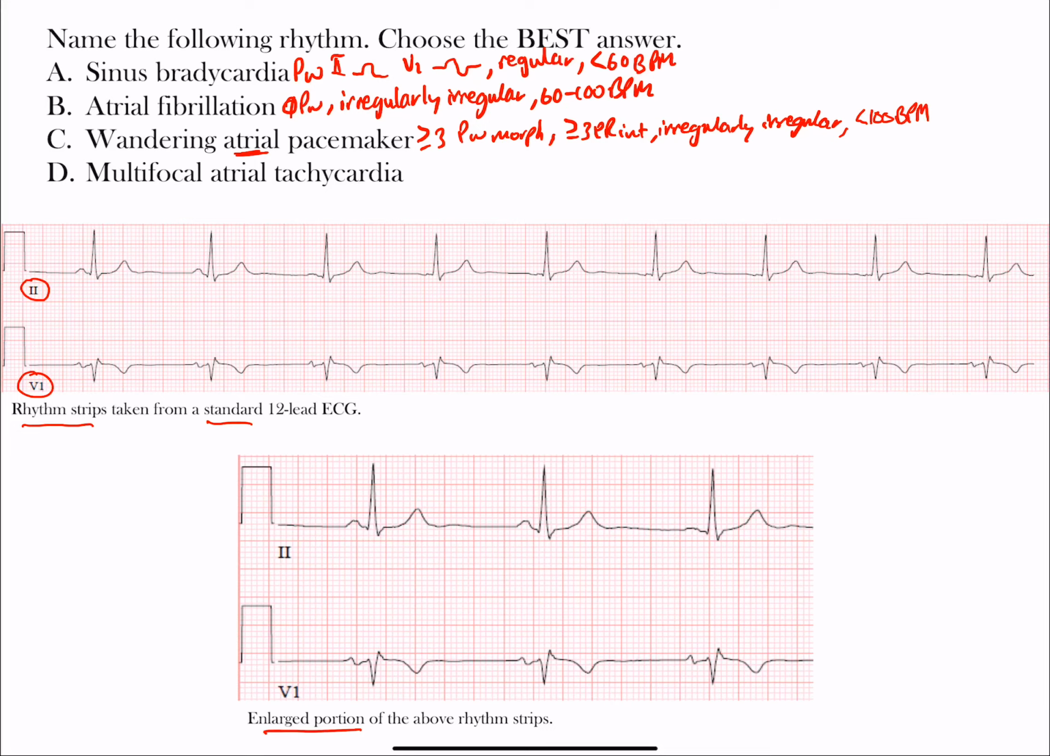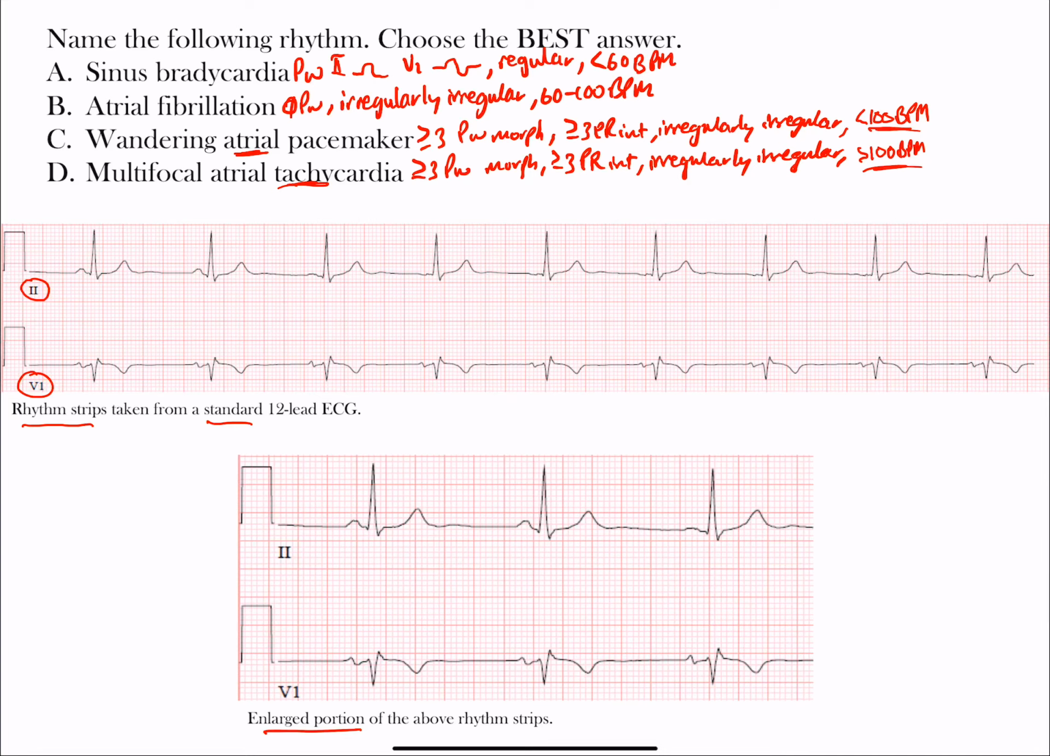With multifocal atrial tachycardia, again, you have at least 3 P-wave morphologies, often 3 different PR intervals, and an irregular rhythm. But what's the differentiating factor? The rate is at least 100 beats per minute. So it's a tachycardia, and that should clue you in. 100 beats per minute or more is multifocal atrial tachycardia. Wandering atrial pacemaker, you think of as less than 100. These are the differentiating clues between those 2 rhythms.